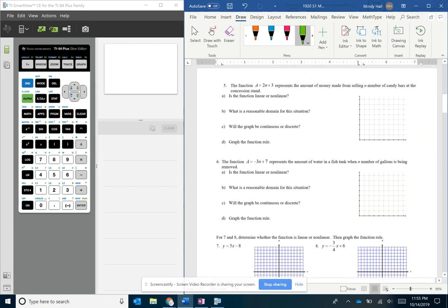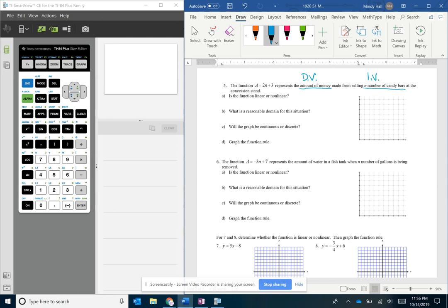So then for number 5, we have the function a equals 2n plus 3 represents the amount of money made from selling n number of candy bars at the concession stand. So first, because I know we're going to be graphing this, I want to figure out which variable is my independent and which one is my dependent variable. So we know we're talking about the amount of money made from selling n number of candy bars. So if you think about it, the amount of money made is going to depend on how many candy bars I sell. So that means my amount of money is my dependent variable, and the number of candy bars sold is my independent variable.